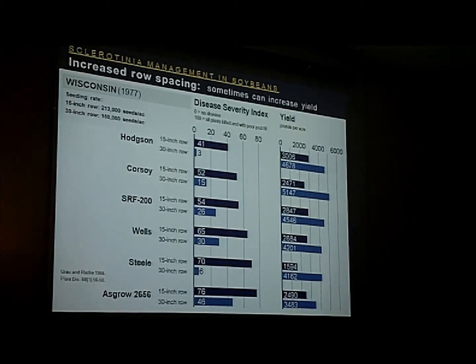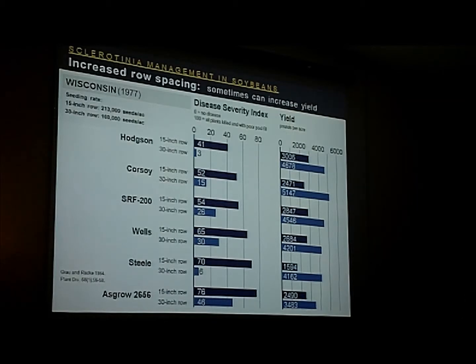Okay, so we're going to talk about row spacing. This is the first management strategy that we'll talk about, and these are the results you would expect, right? Sometimes you can increase your yield. Look at this though, these are data from Wisconsin from the late 70s, and you can see 15 and 30-inch rows, various soybean varieties. I want to point out a couple things. You had astronomically higher levels of disease in the narrow rows than the wide rows, and your seeding rate was extraordinarily high in the narrow rows.